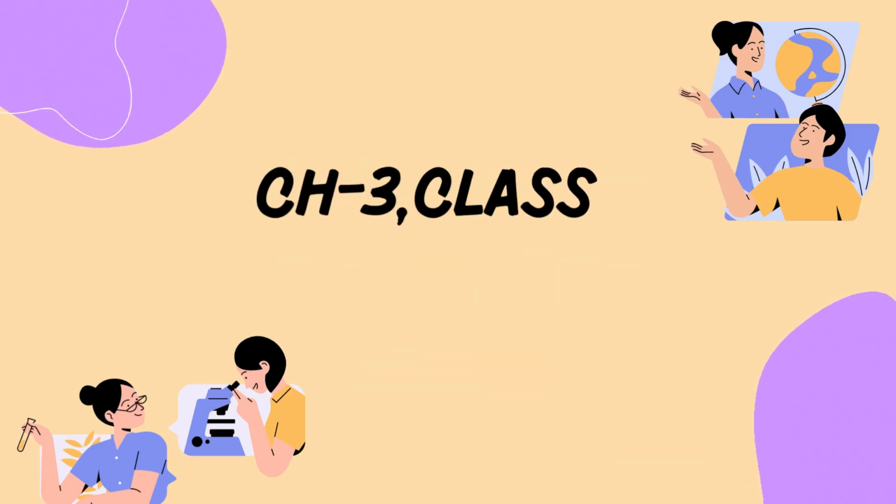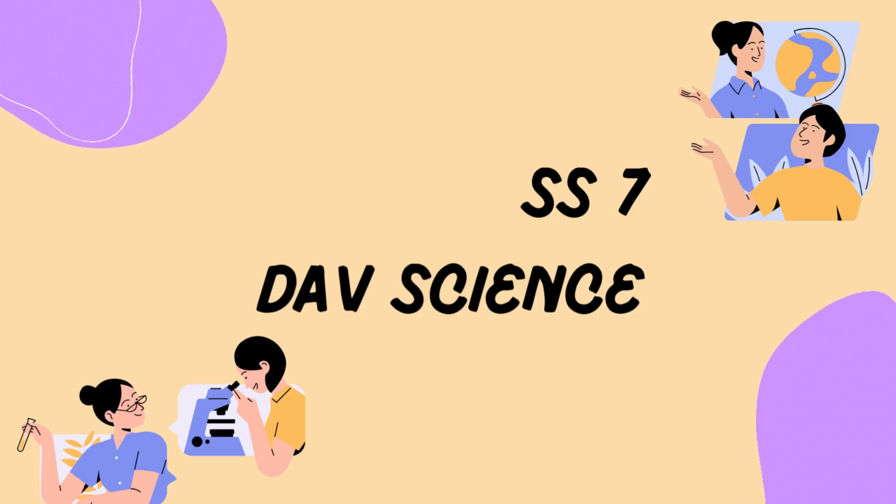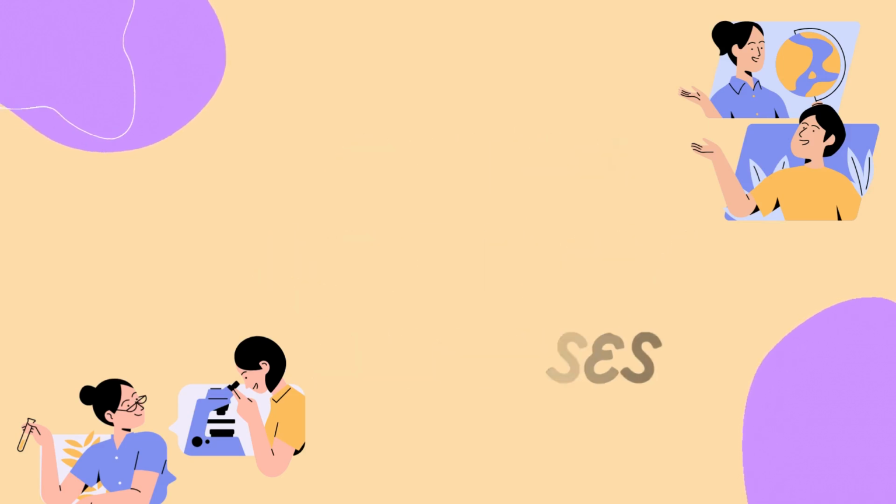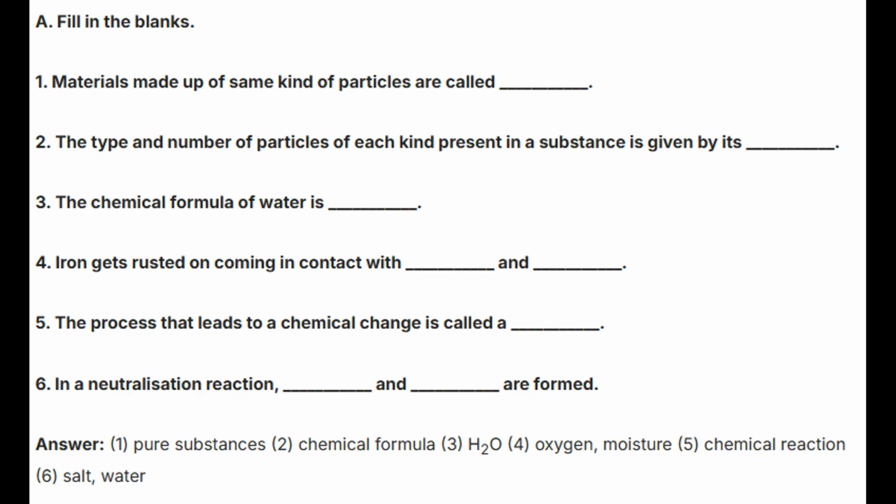Today we are studying chapter 3 of class 7th DAV Science, Chemical Substances and Processes, back exercise. A. Fill in the blanks. First, materials made up of same kind of particles are called pure substances. Second, the type and number of particles of each kind present in a substance is given by its chemical formula. Third, the chemical formula of water is H2O.